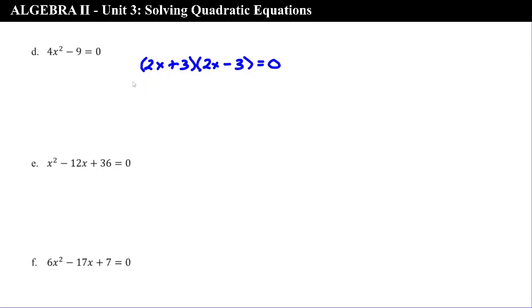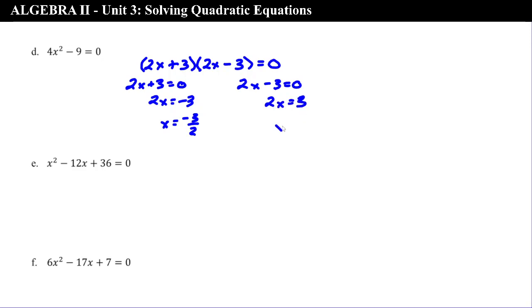So now we're going to split this up. You've got 2x plus 3 equals 0, and 2x minus 3 equals 0. Let's solve this first one. We have 2x equals -3, so x equals -3 halves. For the other one, we have 2x equals 3, so x equals 3 halves. So our answer for this one is -3 halves and 3 halves. Those are both answers that will give us a solution.